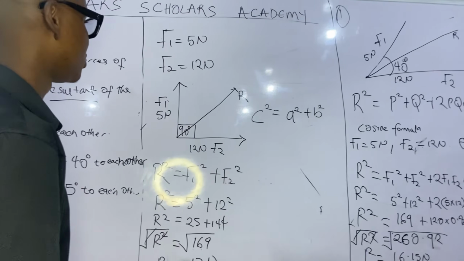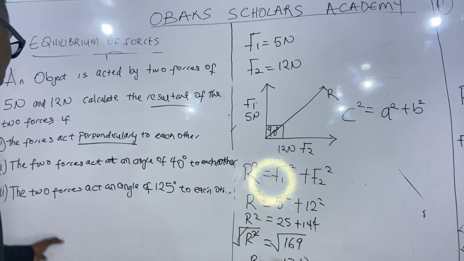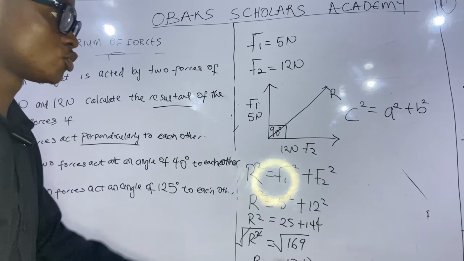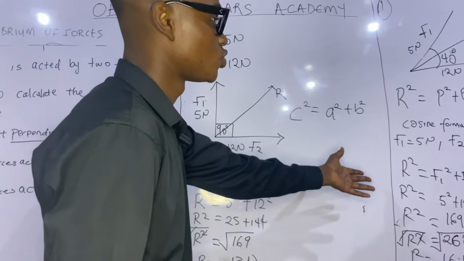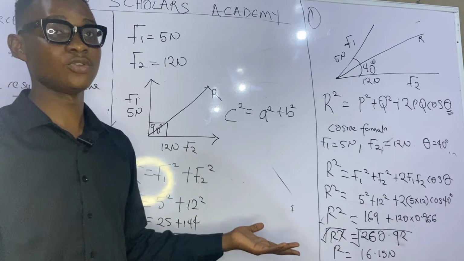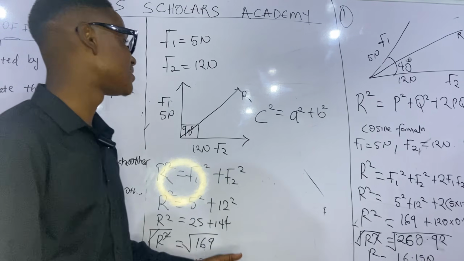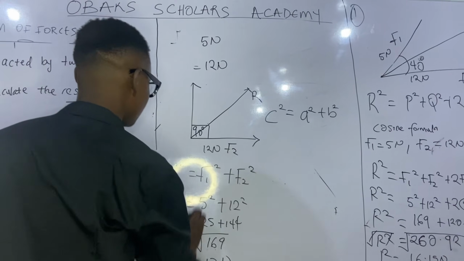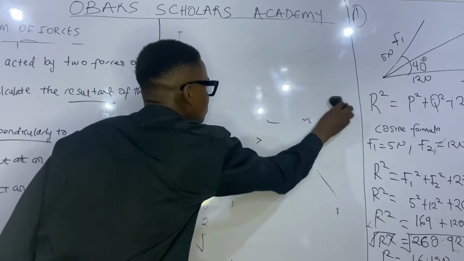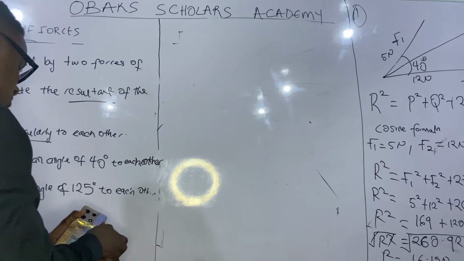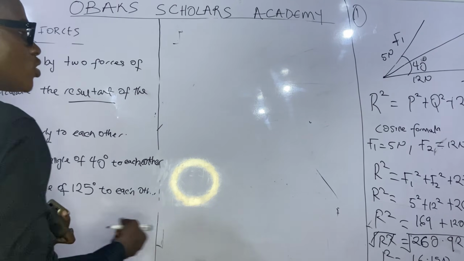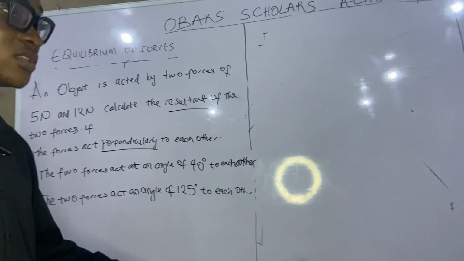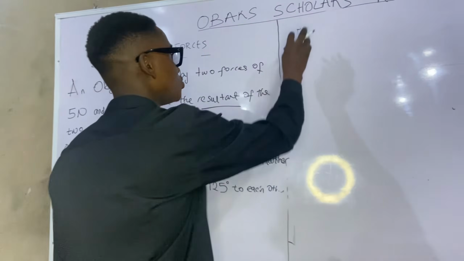So let's solve the third question. The third question says that if the two forces act at an angle of 125 degrees to each other, is it the same thing as this? So for your own good, you can just pause the video and try it yourself and see if you get it. It's quite simple, but let's do it here, and I'll be very, very quick with that. So still using the cosine formula, what is just changing in these three questions is just the angle. The first angle here is 90, the second here is 40, the third here is what? 125.